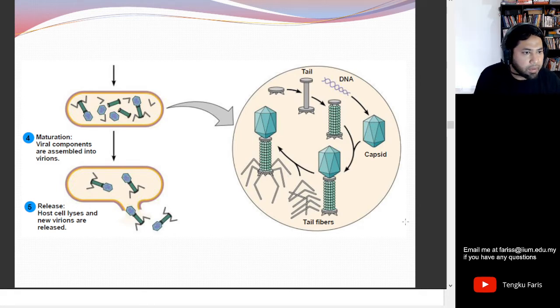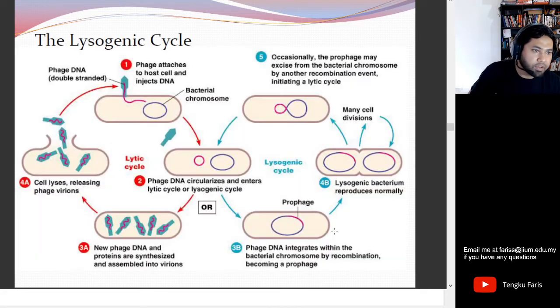Alright, so for the maturation step, you can see on the circle here, it starts from the tail, which has the sheath, and it forms the capsid. All of these are happening for some time before they become mature. Let's move on to the lysogenic cycle. On the left hand side you can see in red the lytic cycle, which means it can cause death to the host cell.